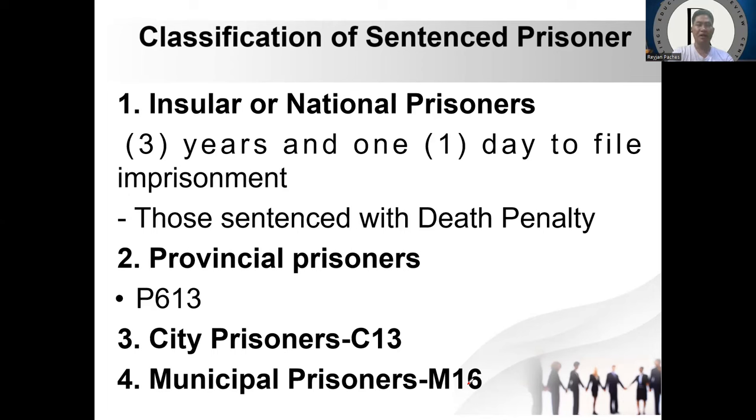So, meaning, ang M stands for municipal, while ang 1 and 6, of course, ang M16, that is 1 day to 6 months. Okay? So, yan yung tinatawag natin na municipal prisoners. Then, ang city prisoners, ang acronym or mnemonics na ginamit natin is C13. Ibig sabihin, ang punishment na binigay sa kanya ng korte, okay, ano naman yung class?